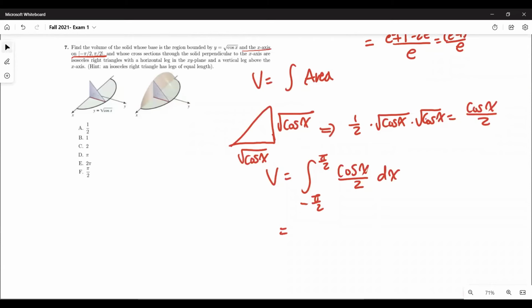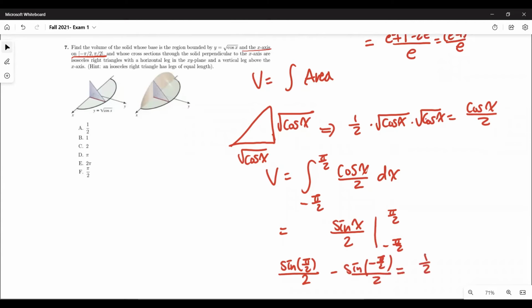So the integral of 1 over 2 cosine x dx is sine x over 2, integrated from negative pi over 2 to pi over 2. Sine x over 2 gives sine pi over 2 over 2 minus sine negative pi over 2 over 2. So this becomes 1 over 2 minus negative 1 over 2, which is 1 over 2 plus 1 over 2, which is 1. So the answer is B.